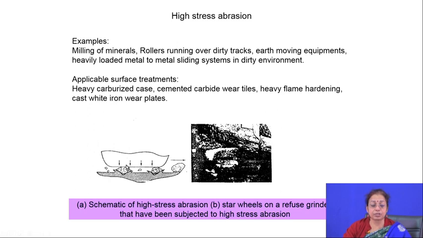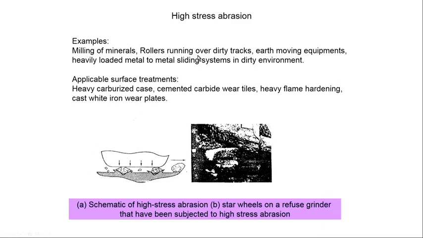So, this is about high stress abrasion. High stress abrasion usually occurs in milling of minerals, rolling, running over by dirty trucks, earth moving equipment, and heavily loaded metal to metal sliding systems in a dirty environment. So, here you find that in all cases the hardness difference is there. In addition to the hardness difference, the stress is of very high magnitude. When the stress is of very high magnitude, there is localized deformation, subsurface crack initiation, and then you will find failure of the component.